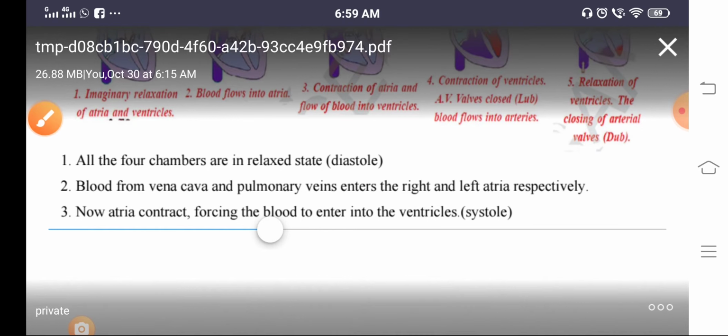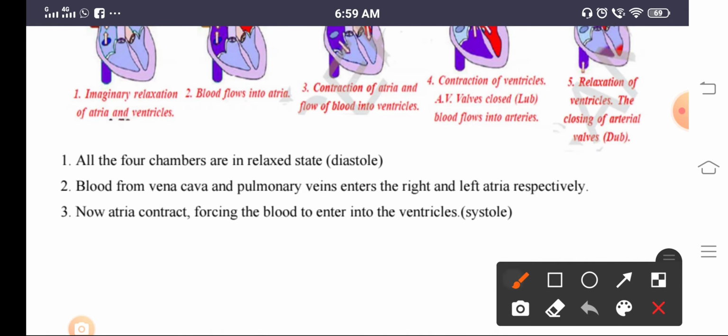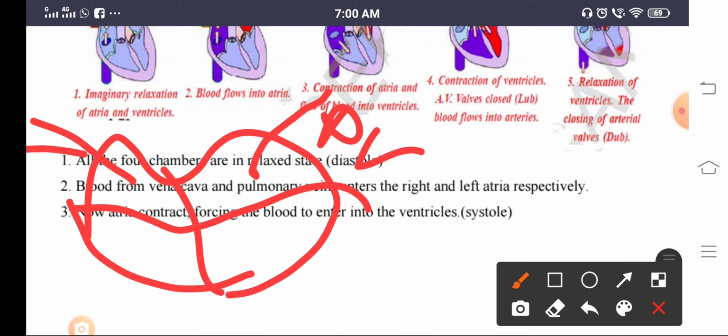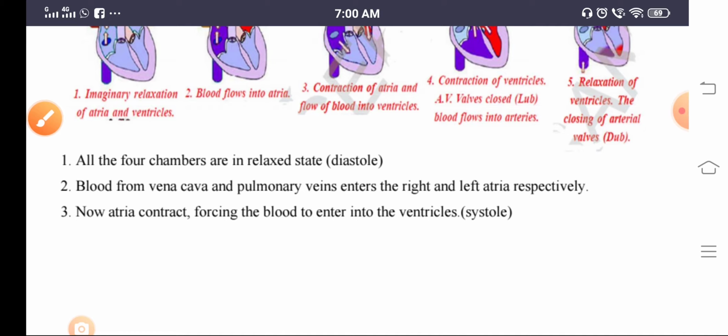In the second step, what is happening? These are the upper chambers. Blood is coming from different body parts by the caval vein, and blood is coming from the lungs, carried by the pulmonary vein. Now the right auricle and left auricle are filled with blood. The right auricle is filled with DOB, and the left auricle is filled with OB. In this way, both auricles are filled with blood.